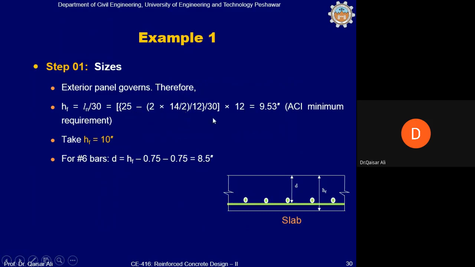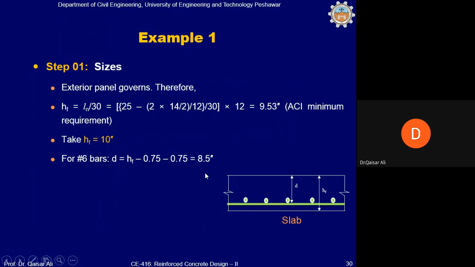This clear length will be divided by 30, then multiplied by 12 to give us thickness in inches. The minimum thickness required is 9.53 inch. We will round this up to 10 inch and use a 10 inch thick slab.